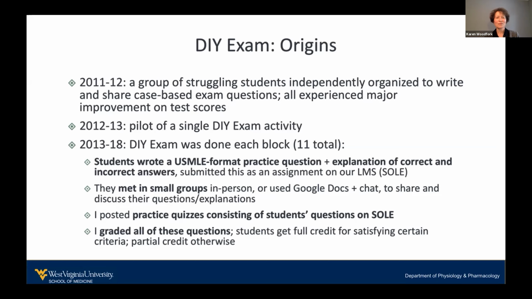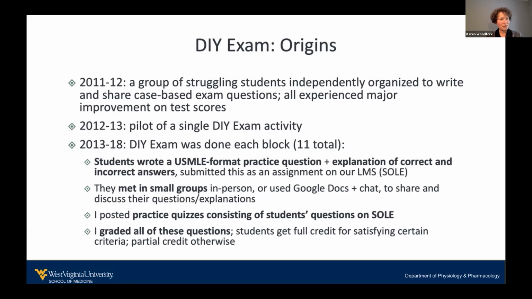Okay, so the format that I used in the 2013 through 18 years was students wrote a question and an explanation of the correct and incorrect answers. They would submit this as an assignment on our learning management system, which is called SOL. And then I would also have the students meet in small groups, and sometimes they would meet in person on their own time outside of class time. They'd have to organize that. Or other times I tried having them use Google Docs to share their practice questions and an online chat to talk about them. But in any case, those were the two formats we used.